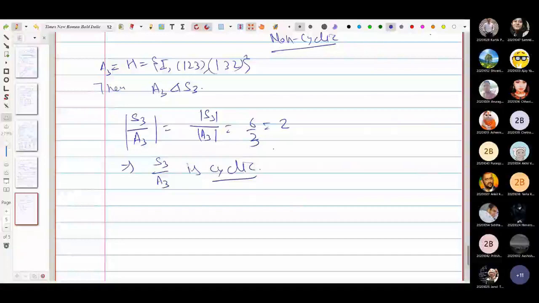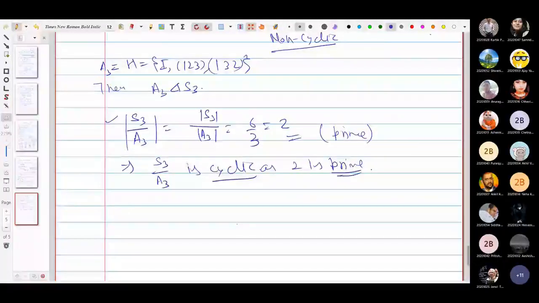Order of this is what? 2. 2 is prime. I think I told you that every group of prime order is cyclic. Do you remember? As 2 is prime, this says that the converse of the above theorem is not true.